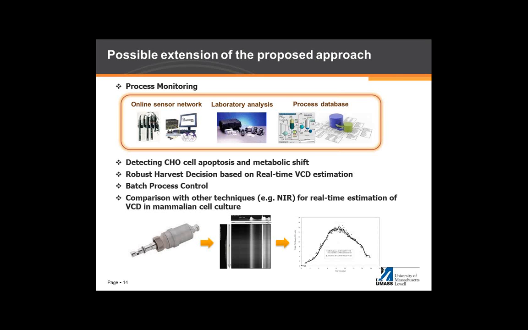But based on this improvement, this technology might be able to be utilized for this harvest decision, as well as for monitoring other key changes in the bioreactor operation. And also, this technology might be able to be utilized for detecting cell apoptosis and metabolic shift observation as well. And also, as I said, this technology can be very well utilized as a tool for making harvest decisions.